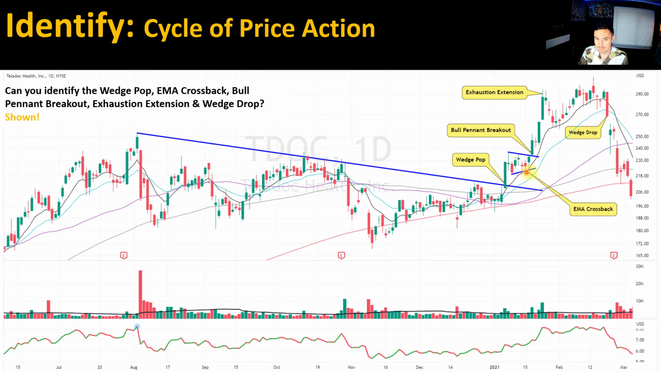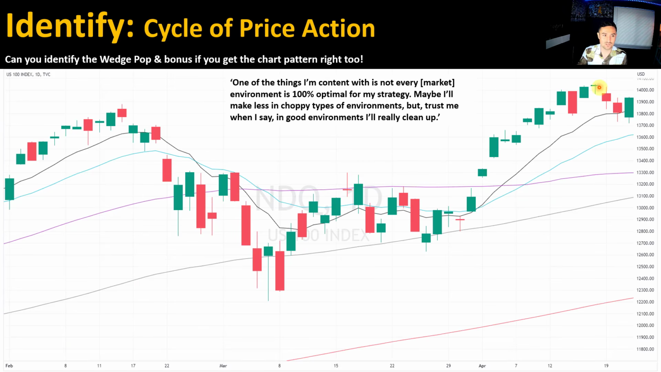Here was also the EMA crossback. So first test after the wedge pop. So there's the wedge pop, first pullback into the key moving averages, and then here is obviously the wedge drop. Clear change of character, and it takes out not 1 but 2 key moving averages, being the 10 and also the 20. Let's do another one.